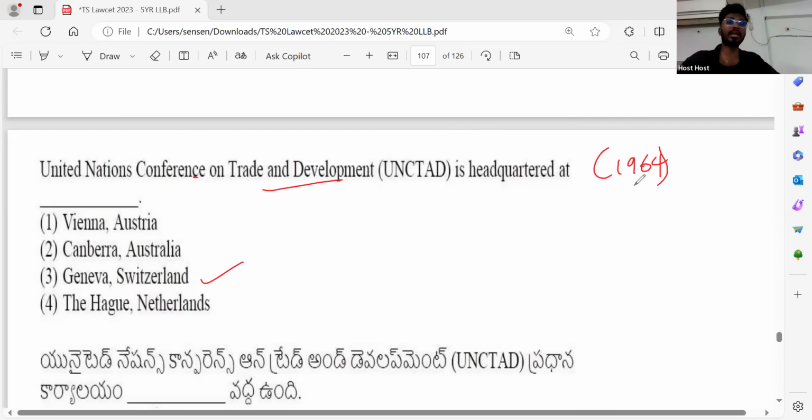So here, the primary purpose of the United Nations Conference on Trade and Development is to promote developing countries in trade, right? So in international trade, right? Developing countries are those countries which are not developed, right? For them, this will be promoted.